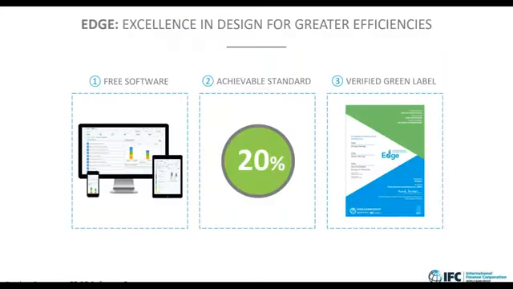So what is Edge? Edge stands for Excellence in Design for Greater Efficiencies. It consists of 3 components. The first is a free software, which helps you choose the most cost-effective way to build green. The software is free and can be accessed from the Edge website. Number 2, Edge is an achievable green building standard with a 20% resource efficiency criteria. You have to be 20% more efficient in the 3 criteria, which are energy, water, and materials, in order to pass. The third is that it's a certification system to verify and reward green building projects through the green label.